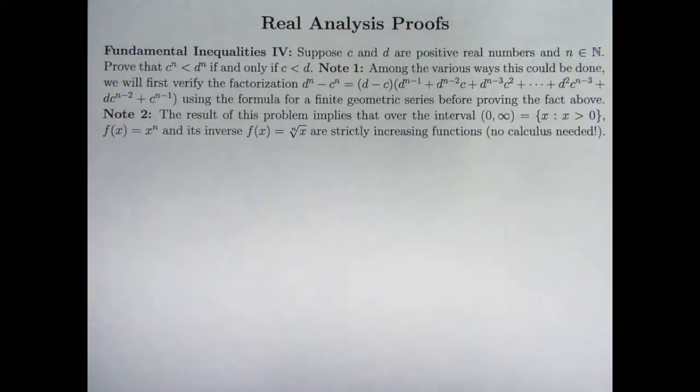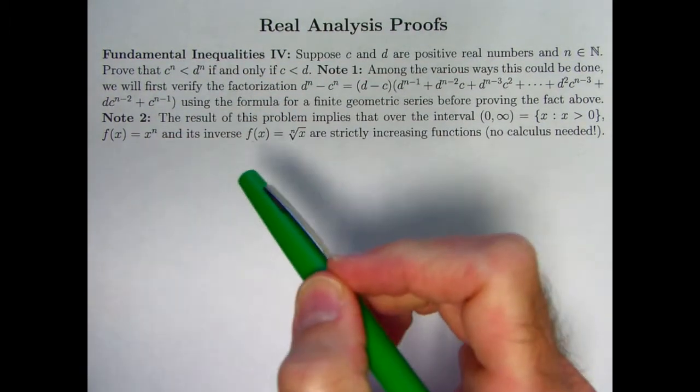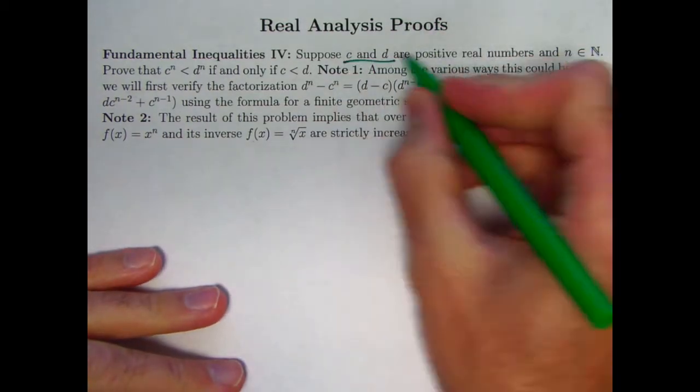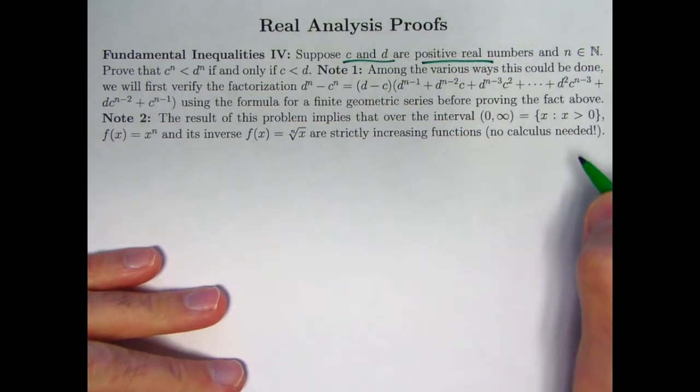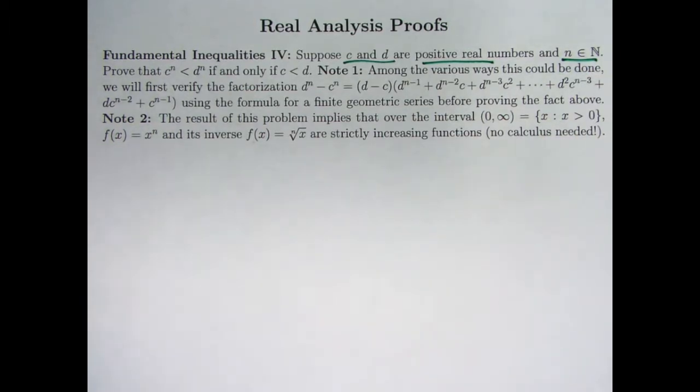Hello, this is my 6th video where I do real analysis proofs. It's the 4th video in which I am focused on what I'm calling fundamental inequalities. In this video, I'm going to suppose that I've got two positive real numbers, c and d, and a natural number, n, also called a positive integer, 1, 2, 3, 4, 5, 6, etc.